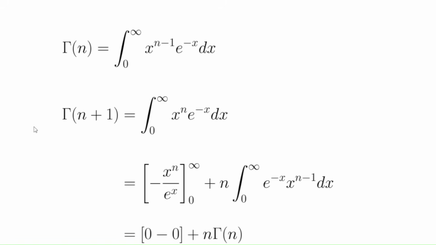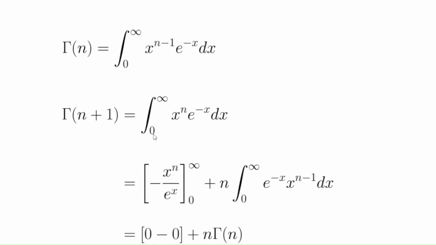Now, we could ask, what is gamma of 2, gamma of 3, and so forth, and try to figure out those directly. But a better approach is to look at gamma of n plus 1. Well, here's our definition of gamma of n. If we want to find gamma of n plus 1, we just replace these n's with n plus 1. Now, if we replace this n with n plus 1, we get n plus 1 minus 1, which is just n.